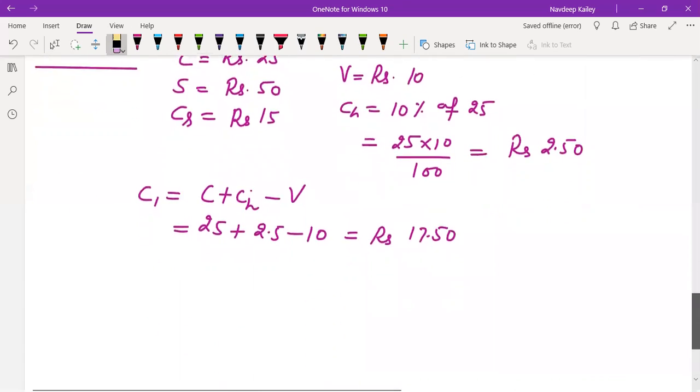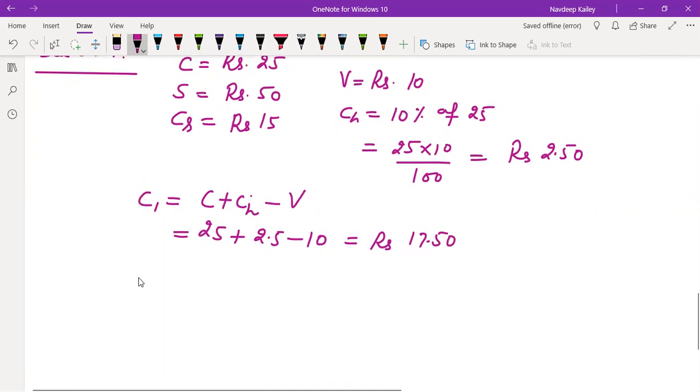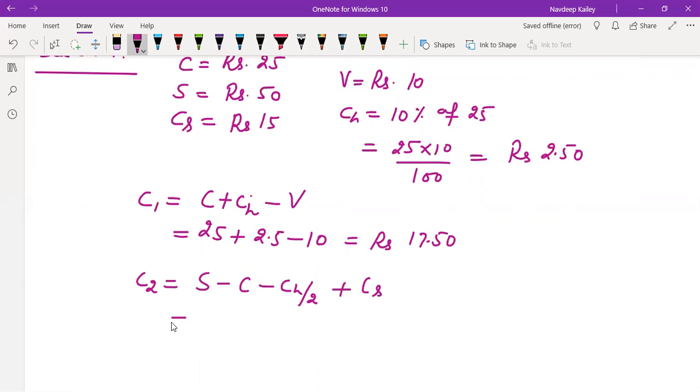Understocking cost, say C2, is given by the formula capital S minus capital C minus CH by 2 plus CS. Now, what is capital S? Capital S is unit selling price, which is rupees 50. Capital C is unit cost price, which is rupees 25. CH is unit carrying cost, which is rupees 2.5, by 2, plus CS. CS is unit shortage cost, that is rupees 15. After calculating this, we get rupees 38.75. This is understocking cost.